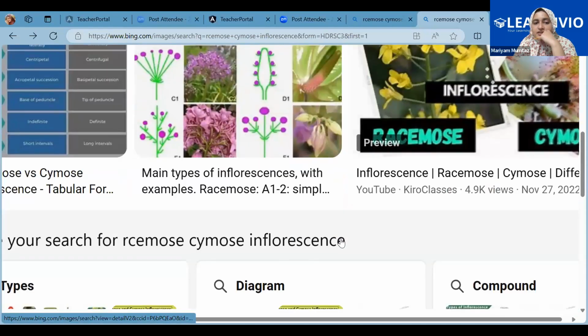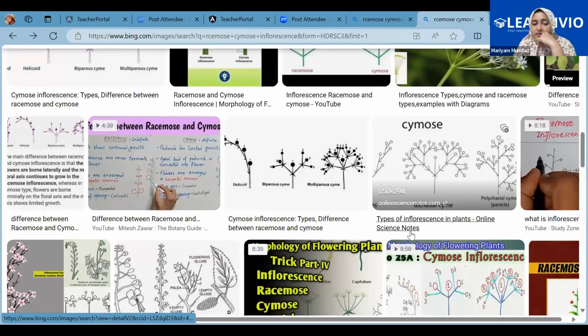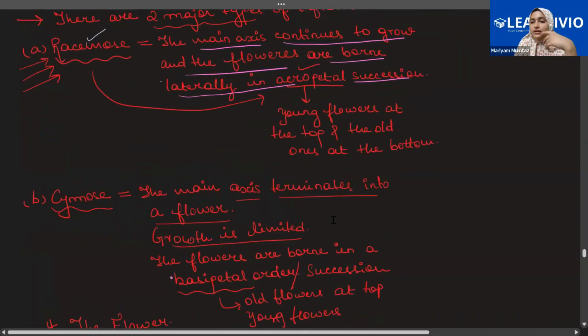Okay, so this is basically it about the inflorescence, and always remember that racemose is that kind of inflorescence wherein the growth happens continuously, whereas cymose is the one where the growth is limited. Any doubts, students? Inflorescence clear to you all? Yes, ma'am. All right. Okay.